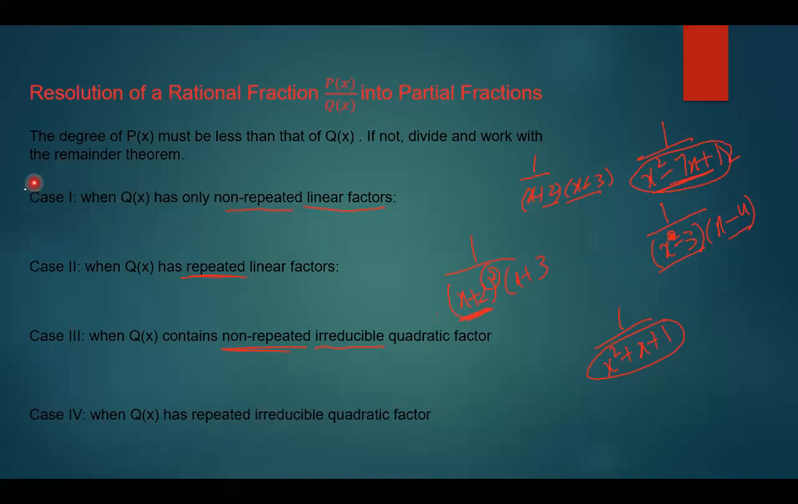The same difference as between case 1 and 2 is between case 3 and 4. Meaning in exercise 5.4 the factor in the denominator will be an irreducible quadratic and repeated, like 1 over x square plus 2x plus 7 whole square.